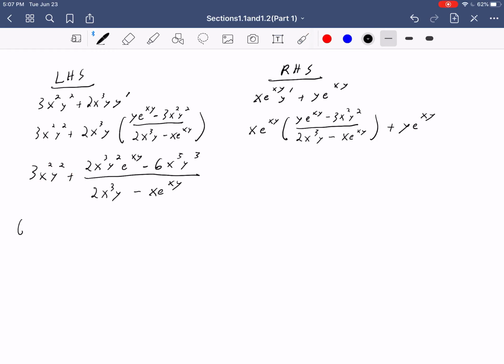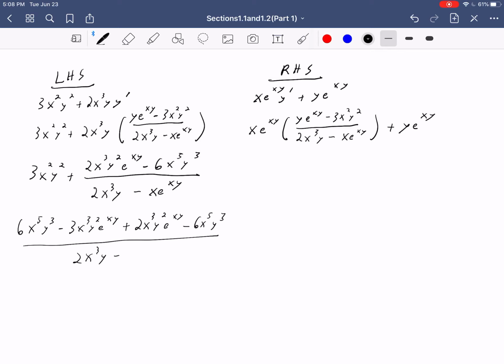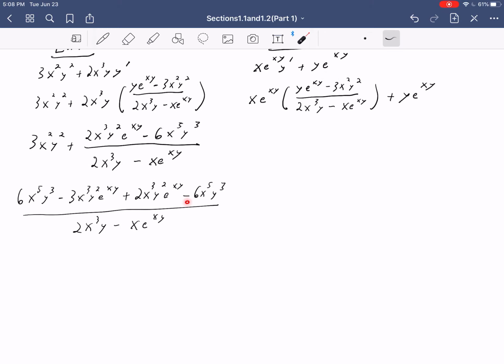So that gives us a 6x to the 5th y cubed minus 3x cubed y squared e to the xy plus 2x cubed y squared e to the xy minus 6x to the 5th y cubed all over that denominator, 2x cubed y minus x e to the xy. Delightful, but we've got a nice cancellation there, so we've got that stuff out.